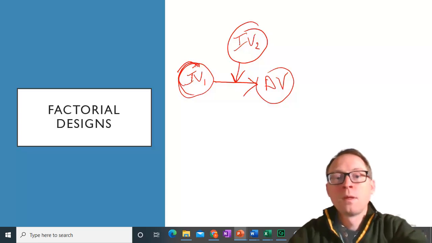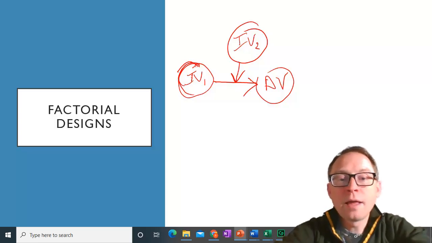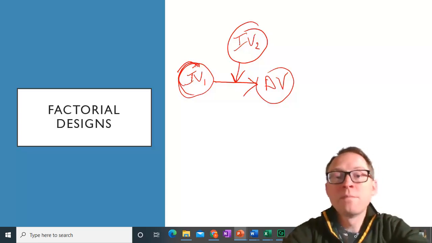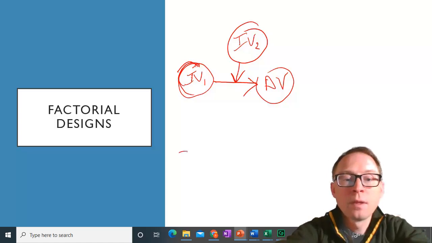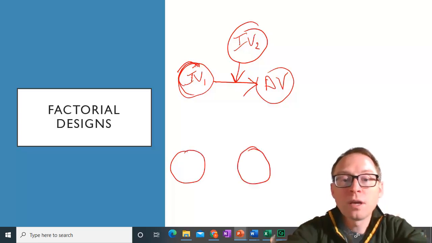Okay? Now remember that a factorial design just means we have more than one factor, more than one independent variable. That's all that means. All right? So normally that means we're looking for a moderated hypothesis, but it could mean that we're actually looking for, or we have, whether we want it or not, something different.